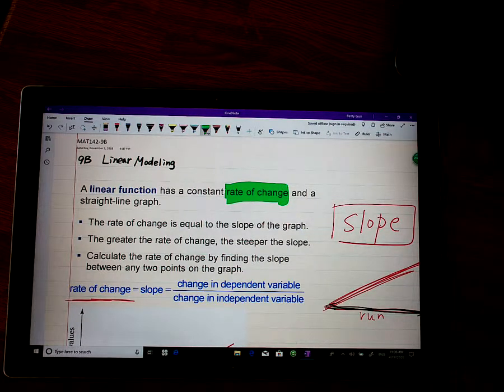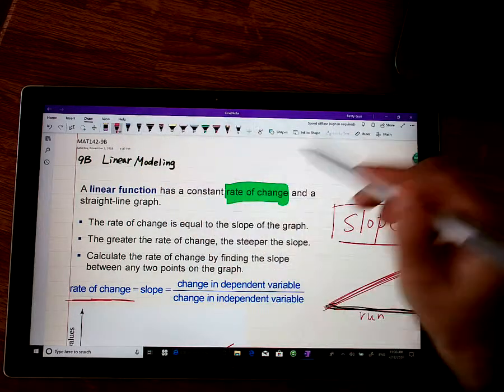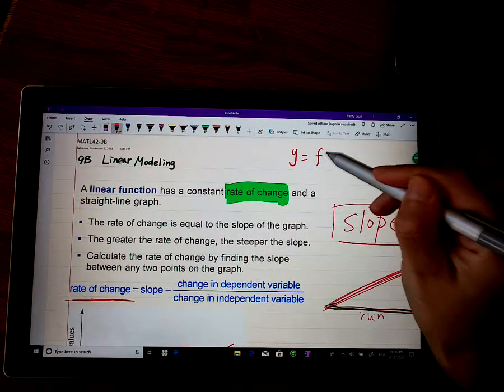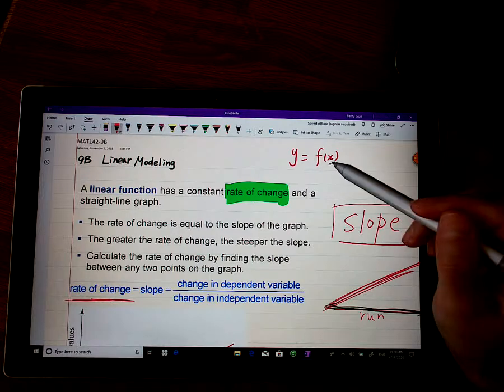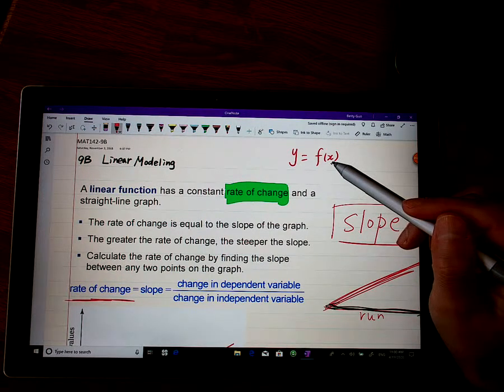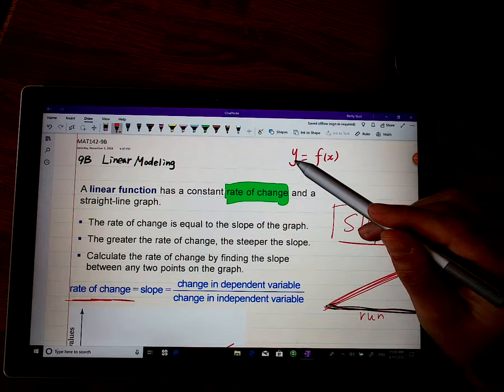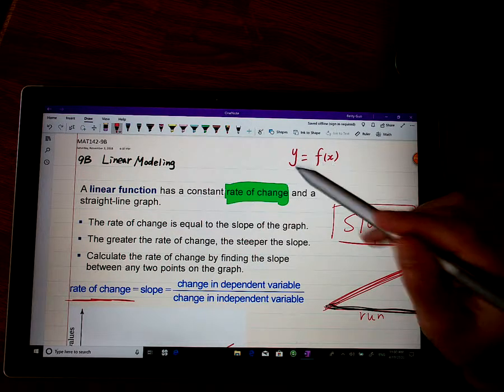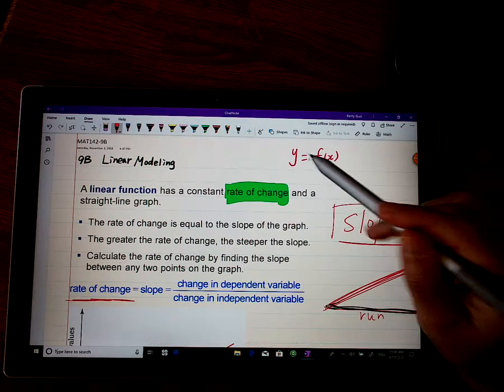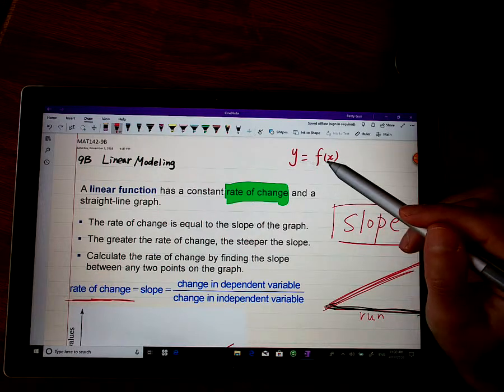So let's talk about what the rate of change is. We know a function describes the relationship of the two variables, x and y. x is the independent variable, y is the dependent variable. Functions describe the relationship of the two variables.